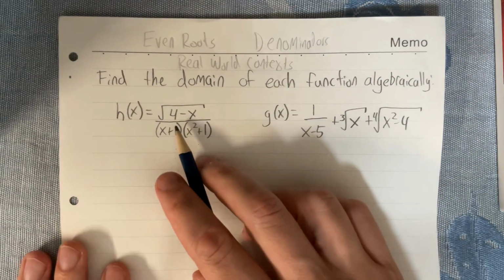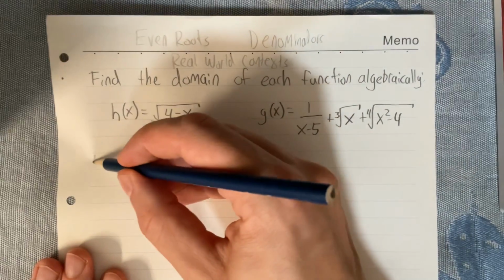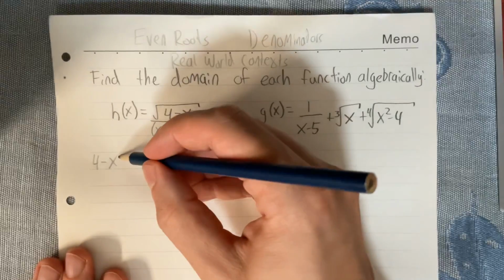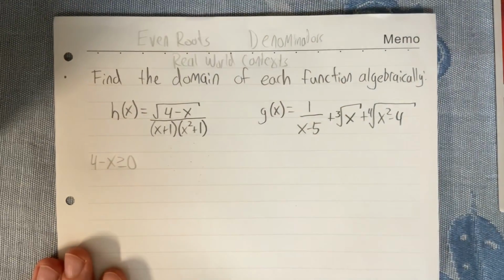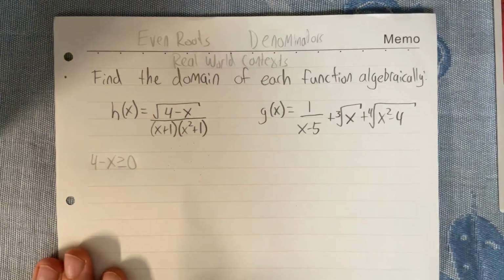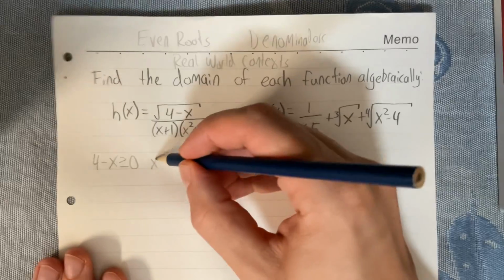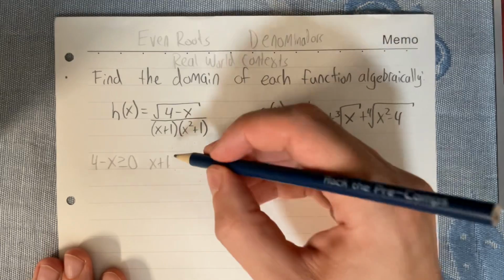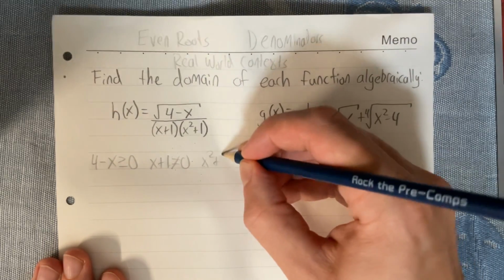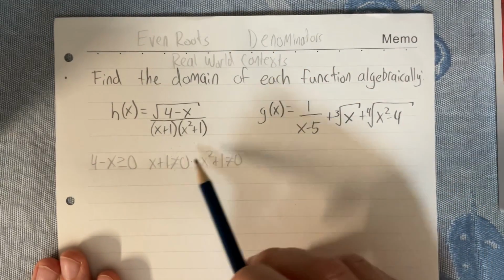So, what has to be true about even roots? Even roots have to be non-negative. So a square root, the inside, the radicand, cannot be negative. So we need 4 minus x to be greater than or equal to 0. Could be 0. Then we need the denominator to be non-zero. So simply, any factor in the denominator cannot be 0. X squared plus 1 cannot be 0. So even roots, denominator is not 0.